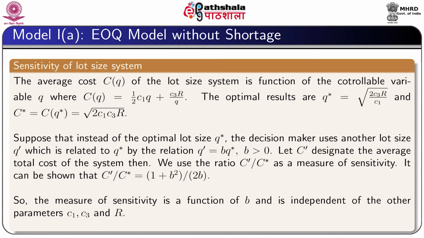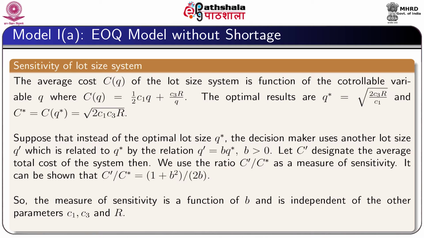Let us now study the sensitivity of lot size system. The average cost CQ of the lot size system is a function of control variable Q, where CQ equal to half C1Q plus C3R by Q. And the optimal results we have already obtained, Q star equal to √(2 C3R by C1), and the minimum cost C star is equal to √(2 C1 C3 R).